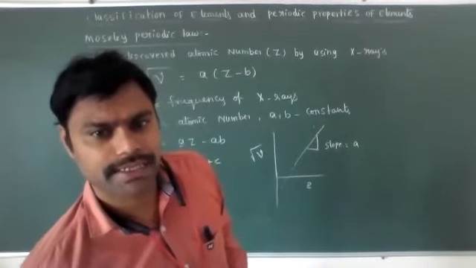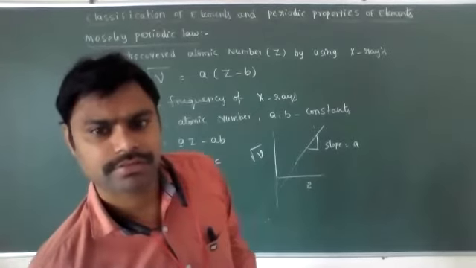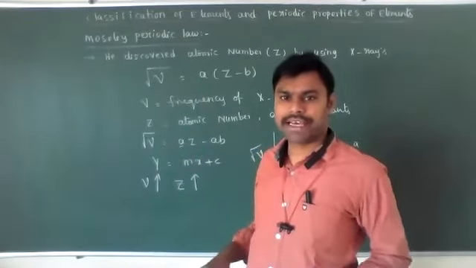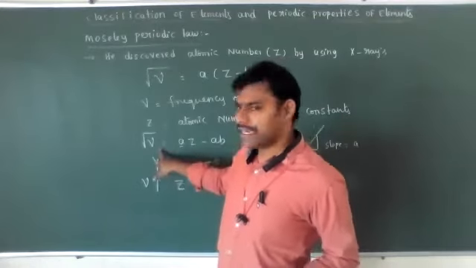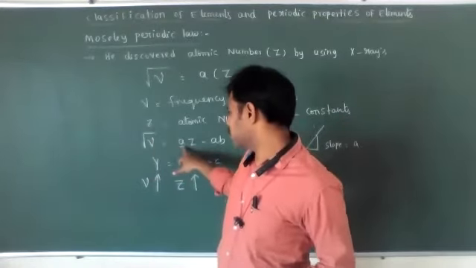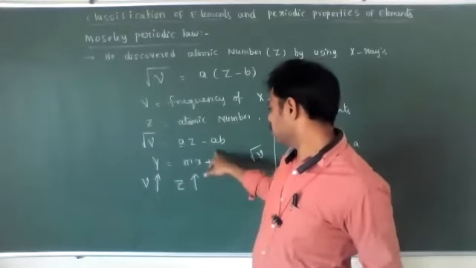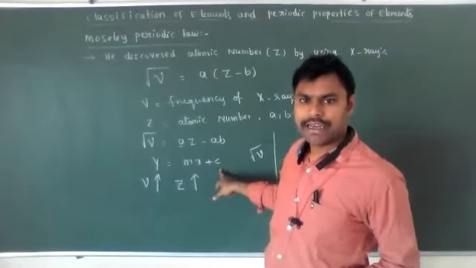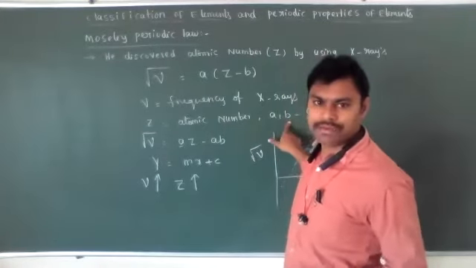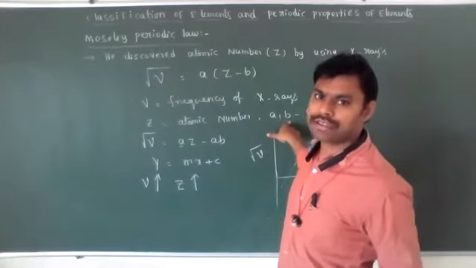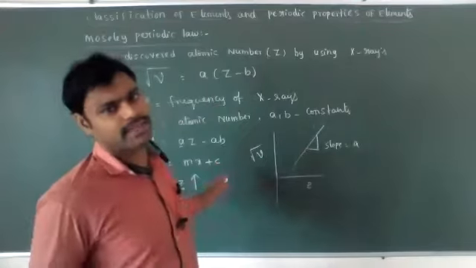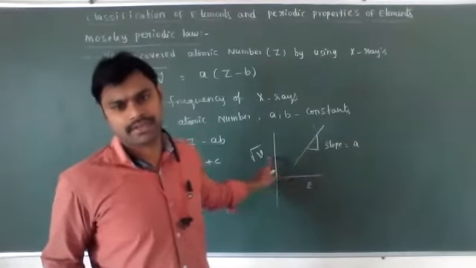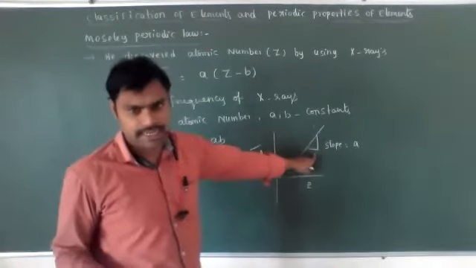The y is equal to mx plus c graph, you may not know. Graphical representation of linear equations, ax plus by is equal to c, like y is equal to mx plus c, where c is equal to minus ab, meaning negative intercept. Small a and small b are the constants of Moseley. Just for knowing purposes, among the following, which graph is the correct representation of the relation between frequency and atomic number? Then the graph looks like this.